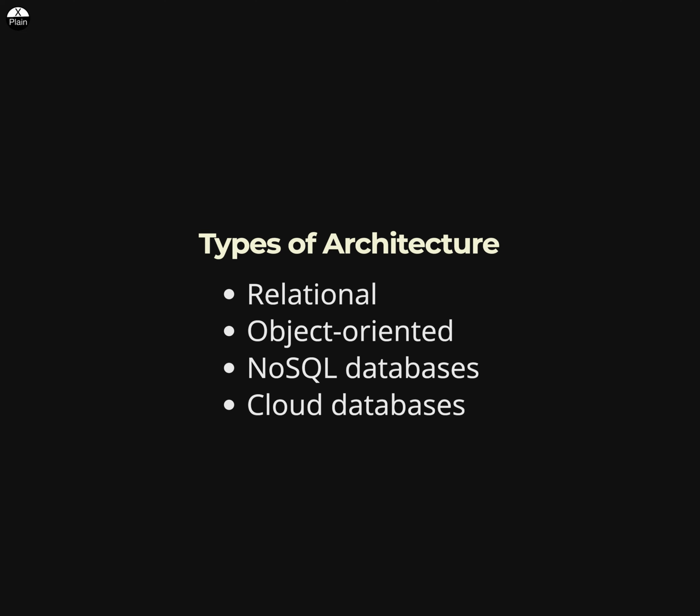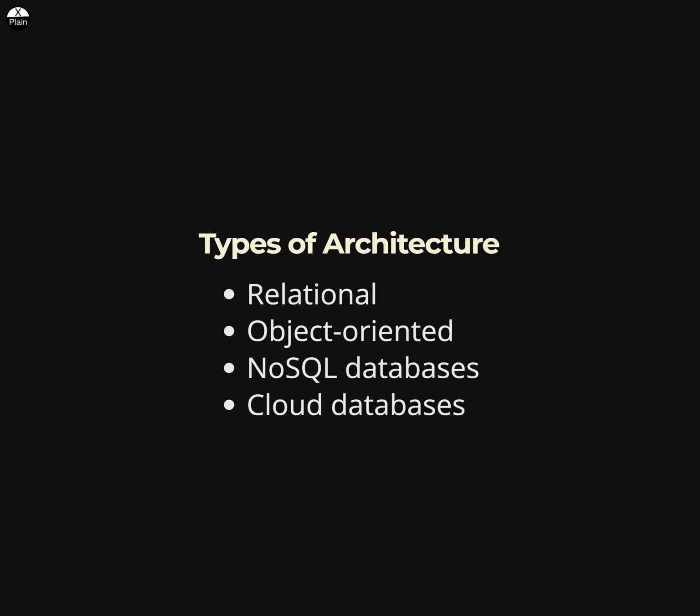Object-oriented databases. An object-oriented database is a type of database that stores data as objects rather than as tables and rows. Object-oriented databases are based on object-oriented model, which is a programming paradigm that organizes data and code into reusable objects.